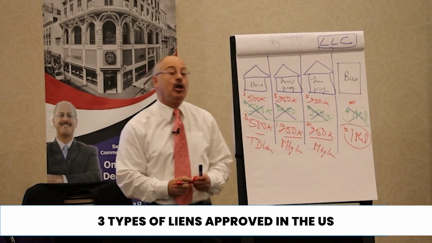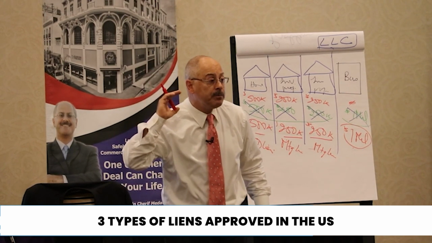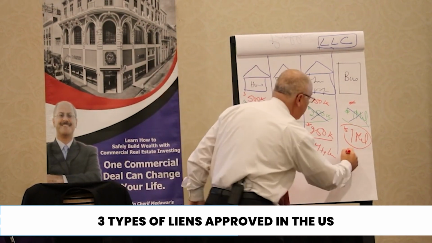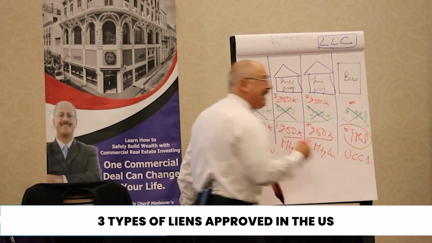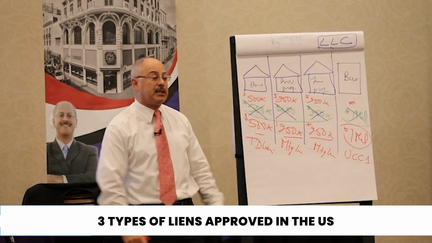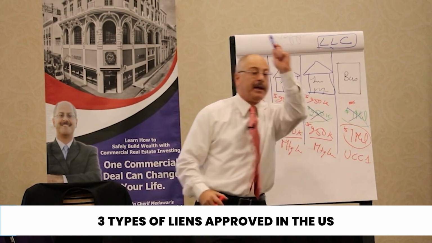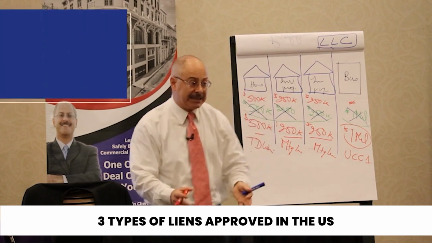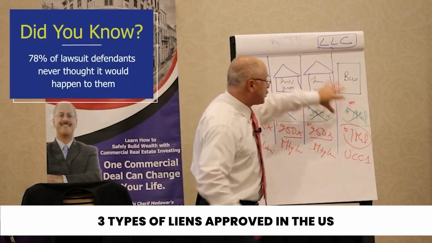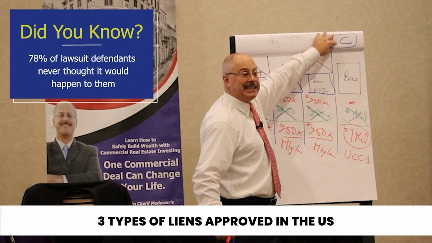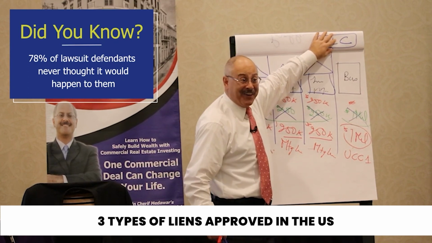What is a business lien called? Anybody knows? It's called a UCC1. UCC1 is the actual lien against the business in the United States of America. It's called Uniform Commercial Code 1. It gets recorded and it says, this is a lien. This business owes $1 million to this LLC. Are you getting this? Yes or no?